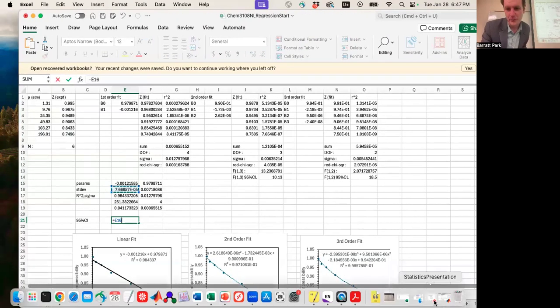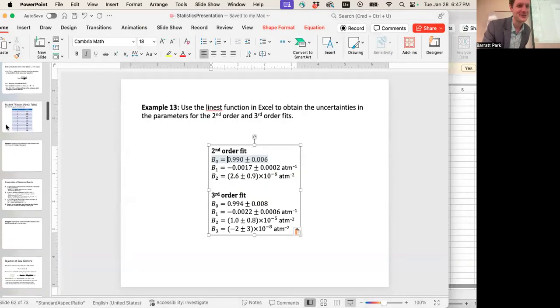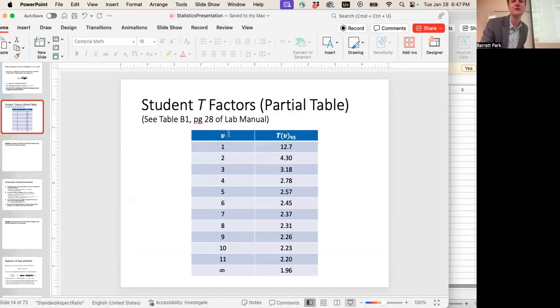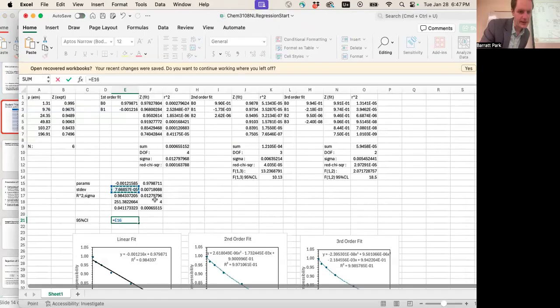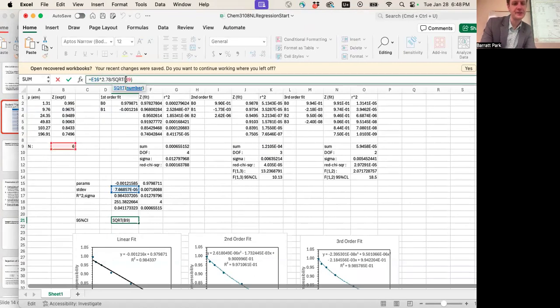So actually, I need my PowerPoint again. So let's go back to the earlier slide where we had this table of student t-factors. So in the linear fit, the number of degrees of freedom is 4. So the appropriate student t-factor is 2.78. So over here, I'm going to type standard deviation times 2.78, divide by the square root of the number of measurements, which is 6. Okay, and I'll make this one a static reference to the number 6.